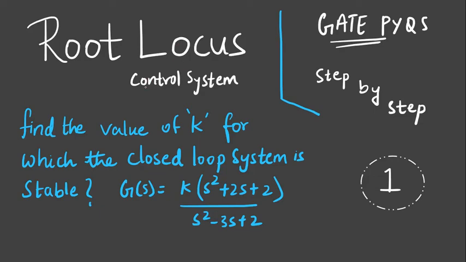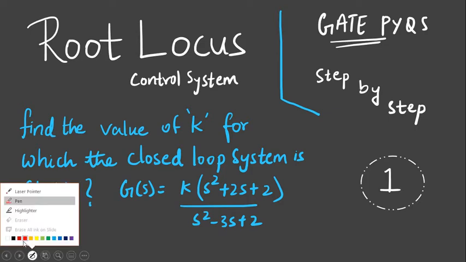So in this video we're going to look into the root locus problem. This question is about finding the value of k for which the closed loop system is stable, and they're given the G(s), that's the open loop transfer function. So I'll show you the GATE problem as well. Okay, this is the GATE problem.